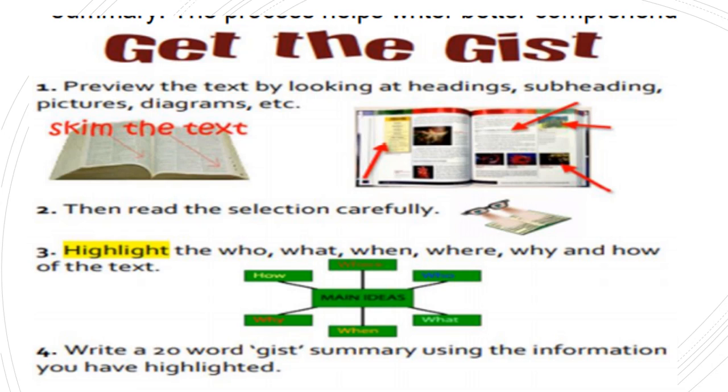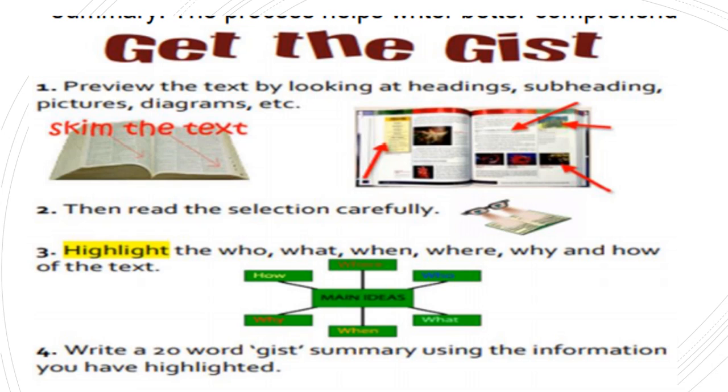Number two, then read the selection carefully. So just right after previewing it, when you try to guess what is the text about using your schemata, it's a time for you to begin reading the text carefully. Number three, as you are reading the text, it's the same with the journalistic questions. You highlight the who, what, when, where, why, and how of the text as you are reading. So in here, you may use your highlighter or your pencil to underline those important information on the text.